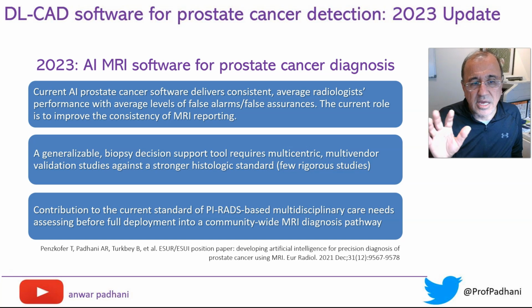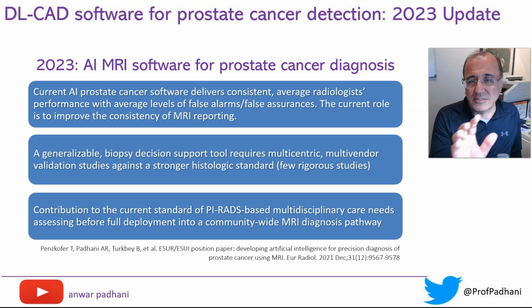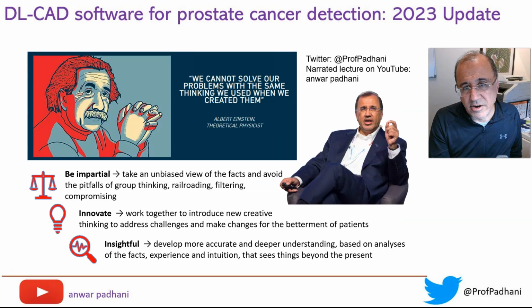If we're going to use AI as a biopsy decision tool, I think we are going to require more rigorous multivendor validation study against a really strong histological standard, and there's been very few rigorous studies that have been undertaken. Furthermore, the contribution of AI to the current PIRADS-based multidisciplinary care is not yet known, and we will need to know this before we can fully deploy AI into a community-based diagnostic paradigm.